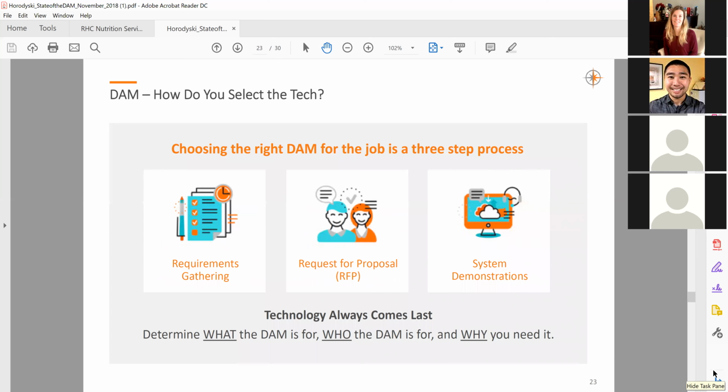So taking the time to go to the business, as I said earlier, talk to the users. Who is the DAM for? Is it for marketing? Is it for IT? Is it for corporate archives? Not sure, but let's go talk to those users. What do they want? And how do they want to work with it?